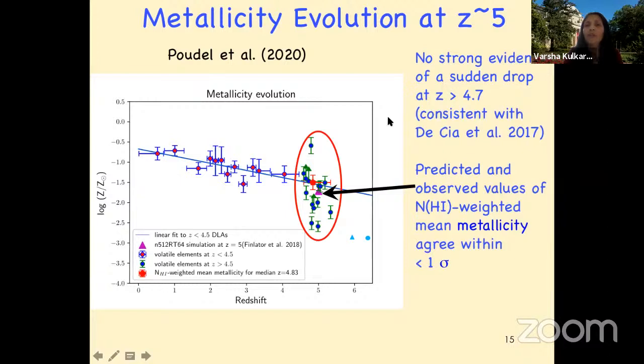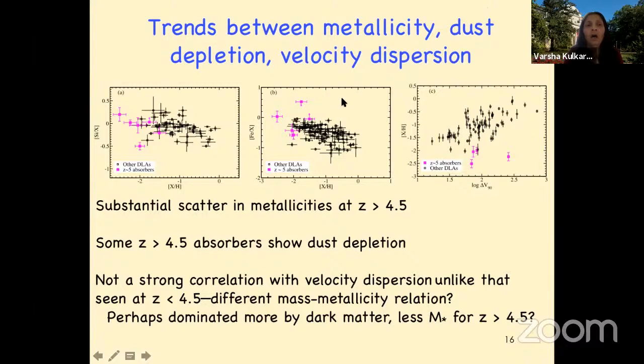And we don't see a strong evidence of a sudden drop in metallicity at redshift greater than 4.7, which is in fact actually consistent with Decia et al. 2017. So some other quick trends. Silicon depletion versus metallicity, iron depletion versus metallicity, and metallicity versus velocity dispersion. And these are actually for the samples presented in Poudel et al. So I think a few points need to be added to these. But one can see that there is depletion of iron and silicon for at least some objects. And in general, this may be true that the more metal poor you get, the less depleted you are, but there are some objects that do show significant depletion.